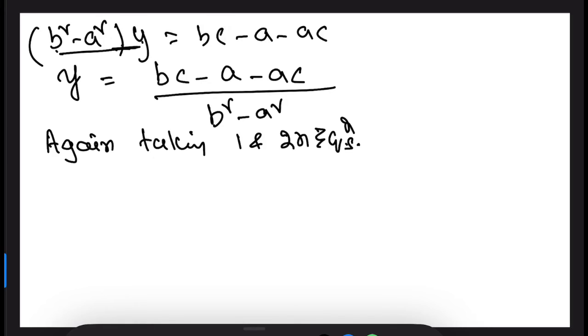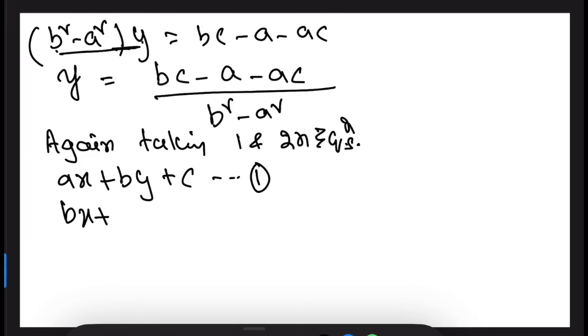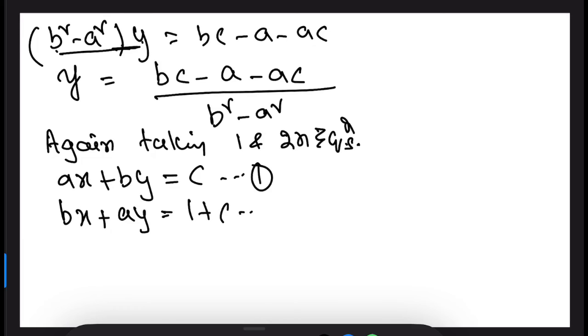First equation: ax plus by equals c, this is our first equation. And the second equation is bx plus ay equals 1 plus c. See, this is our second equation.